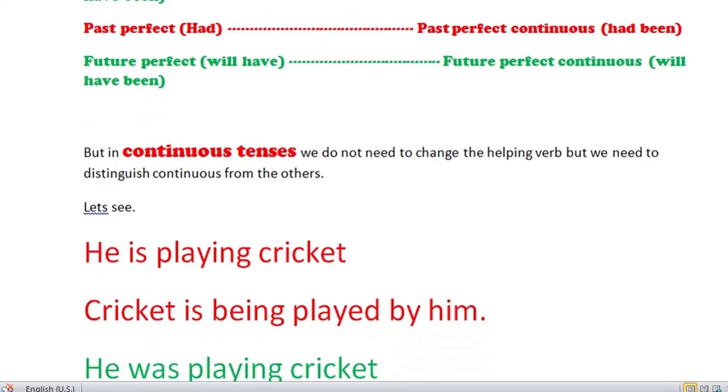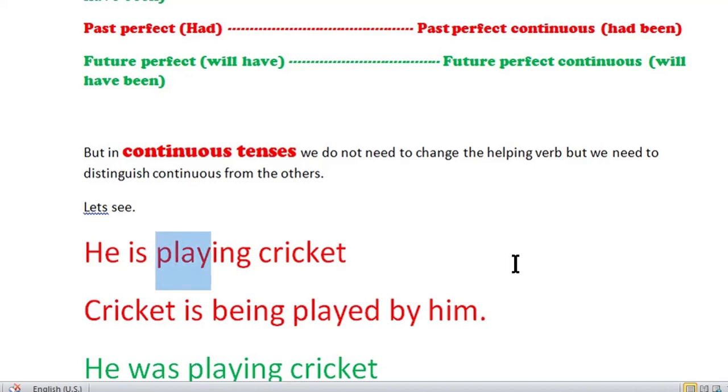Okay, let's see. We have a sentence of present continuous. He is playing cricket. As I mentioned above, present indefinite also takes the helping verb of present continuous, that is is, am, are. So here we have the helping verb is. How do we differentiate this sentence from the other sentence? We have to see here, he is playing cricket. The helping verb will remain the same, but if it's plural or singular, we have to change it accordingly.